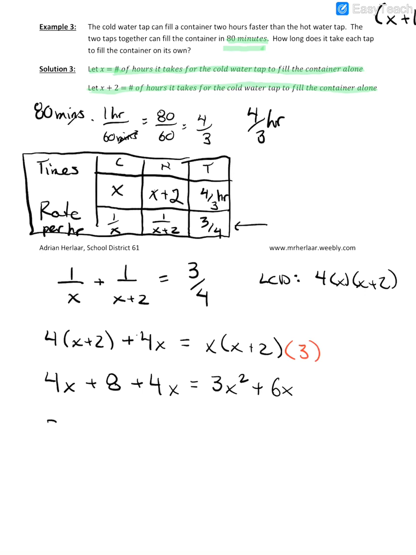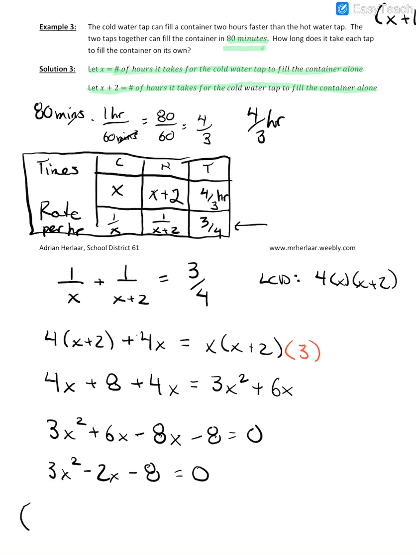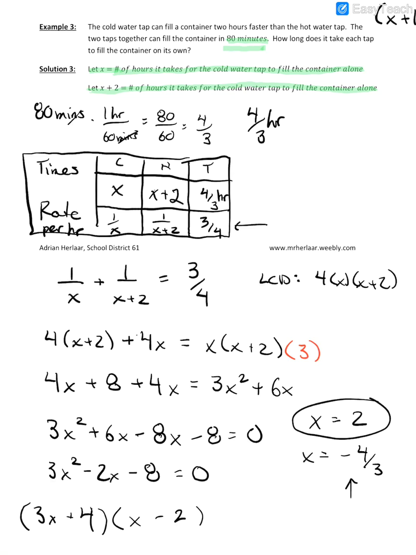Now get everything together. 3x squared plus 6x minus 8x minus 8 equals 0. 3x squared minus 2x minus 8 equals 0. Now again, we know we're going to have a 3 and a 1, and then we're looking for two numbers that multiply to negative 8 and add to negative 2. With the 3, we're going to have a 6, so minus 2 gives us negative 6x, plus 4. That'll give us everything we need. So we have x equals 2 and x equals negative 4 over 3. Again, can't have negative because that's time. So x is 2, which means the cold water tap can fill in 2 hours.